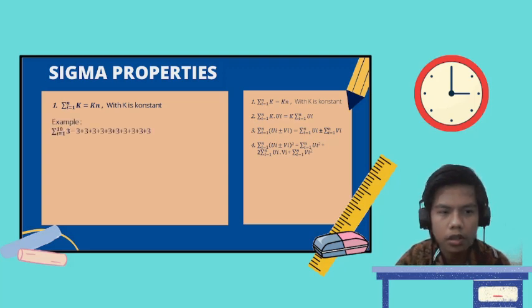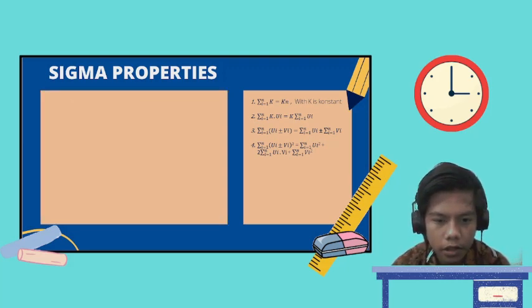For example, we have sigma i equals 1 to 10 of 3, so we can write 3 plus 3 plus 3 plus 3 plus 3 plus 3, ten times, so that equals 30. And with this property we can write that sigma i equals 1 to 10 of 3 equals 3 times 10, that equals 30.